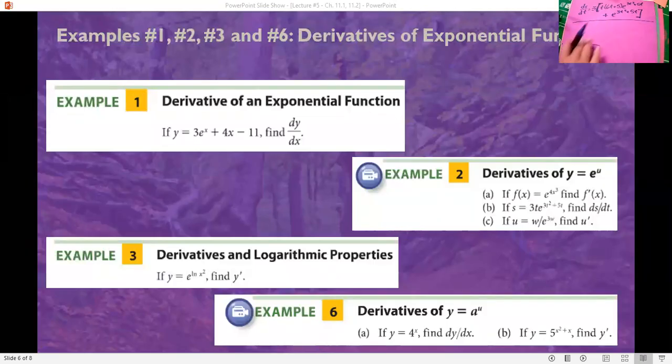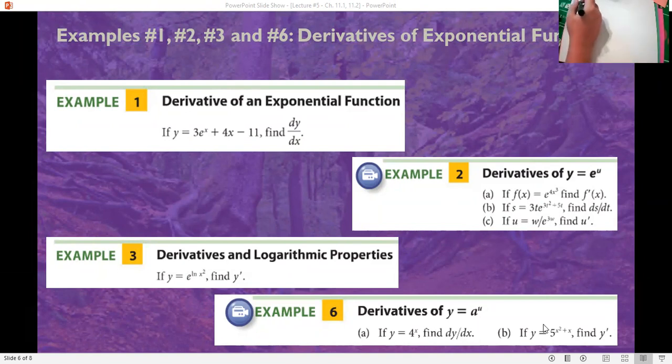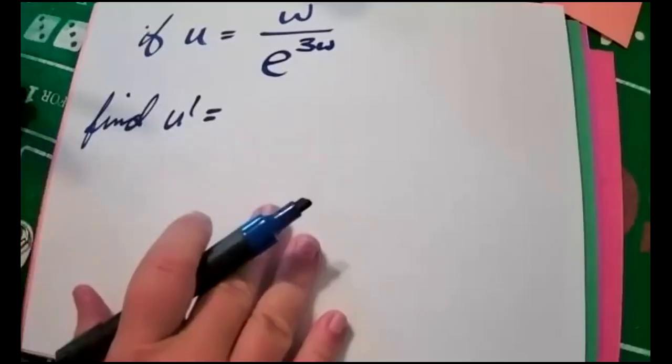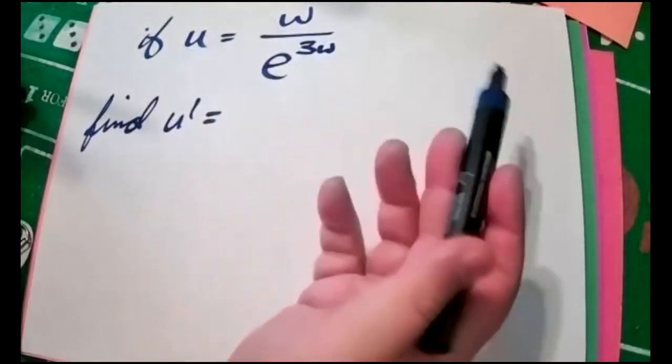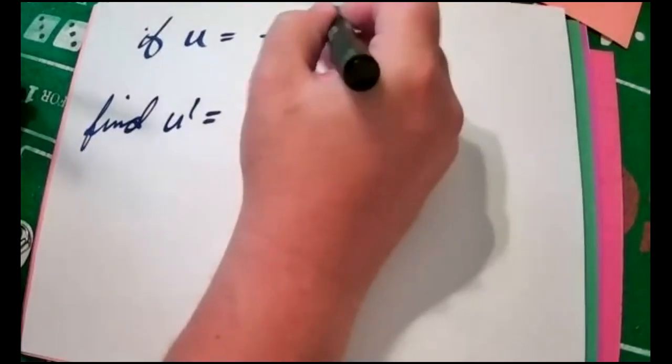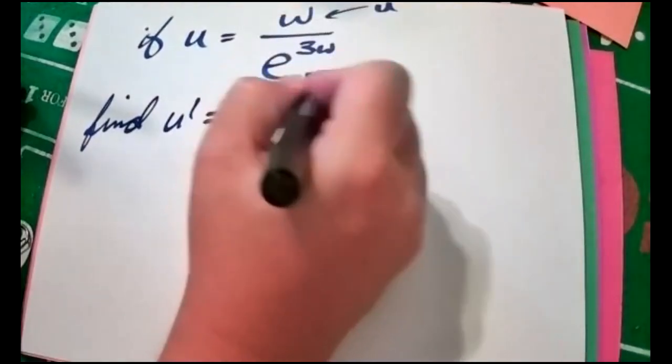And the next one is asking us to do something of a quotient rule, I can see going on there. This one reads, if u equals w over e to the 3w, then find u prime. Okay, we could do that. Notice for this case, and don't let the u mess you up, we could have called it y, it doesn't matter. But what I want to think about here is this is u, and this is v.